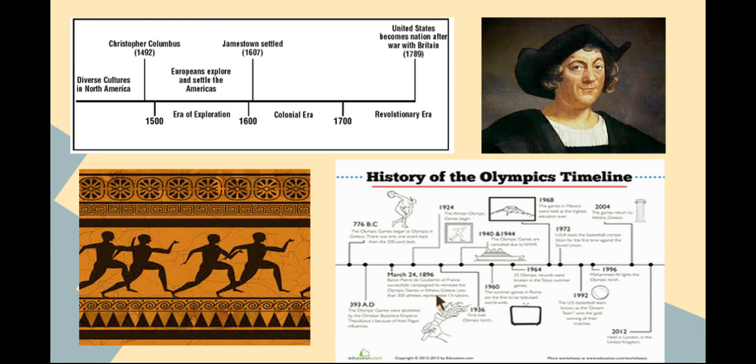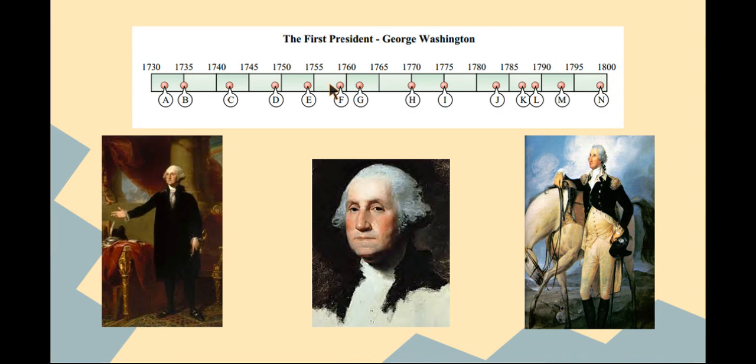Now, like we said, timelines can look different. Some timelines might have pictures, like this timeline of the Olympic history. Others might not have pictures and might just have events, like our exploration timeline. Still others might have no descriptions and simply be labeled with letters or numbers. Take a look at this timeline representing the first president, George Washington's life. This timeline shows us the important events that happened in his life.